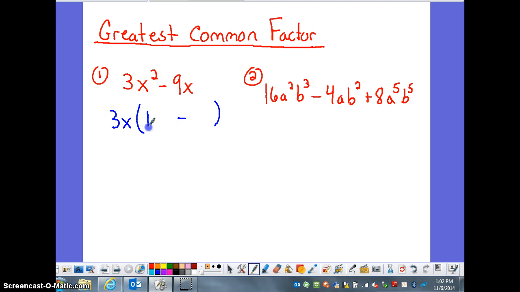Divide the 3's, get a 1. They had 2 x's, we took 1. They only have 1 x left over. 9 divided by 3 is a 3. They had an x, but we took it. So it's gone. That's my final answer.